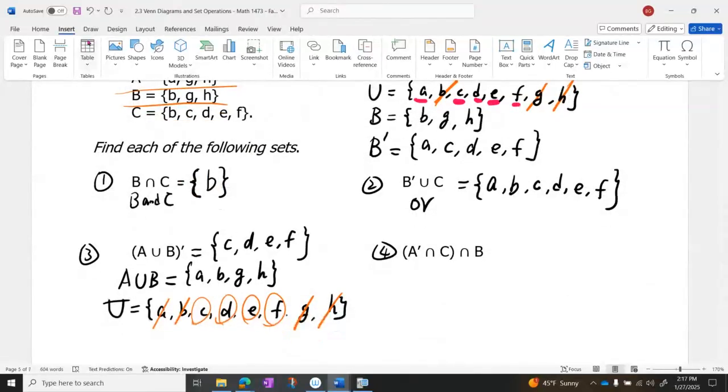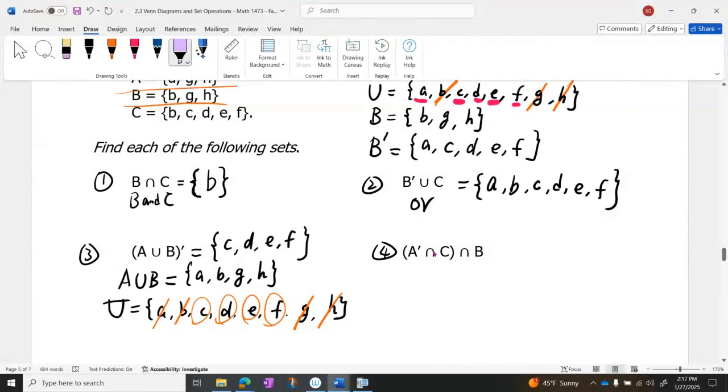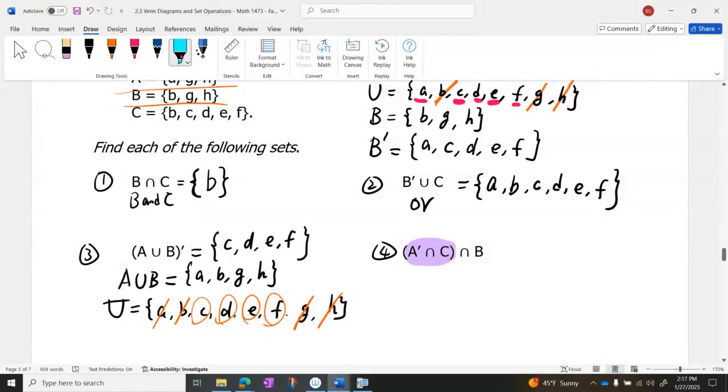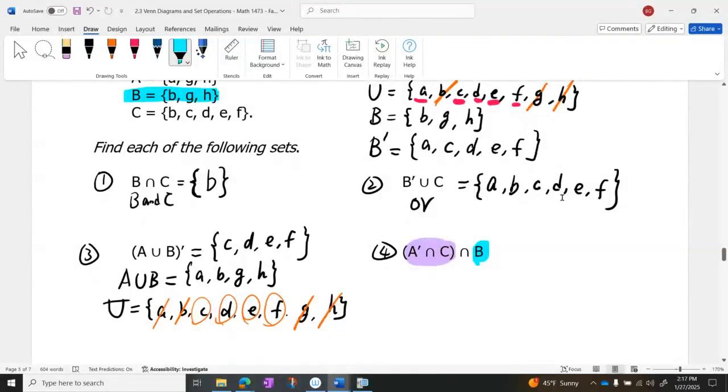The last one, the structure is purple intersect blue. Use a different set of color. This notation represents an intersection of the set of purple and the set of blue. The set of blue is given. We know the blue. The blue is B, right? But the set of purple is quite complicated. Let's take time to understand what the purple is.